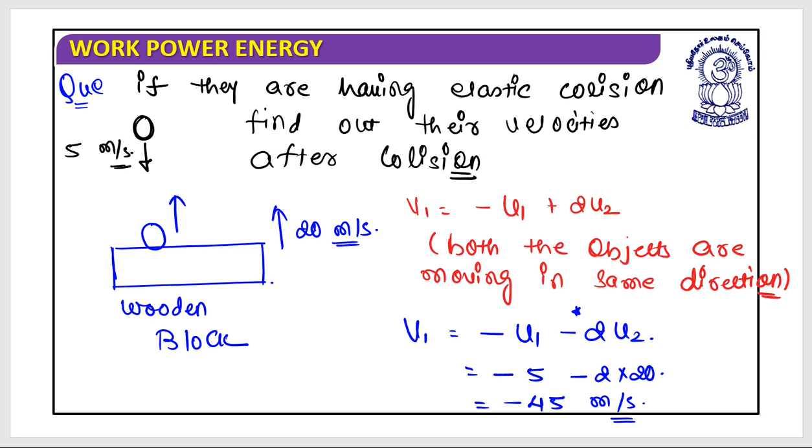What about the wooden block? Yes, it will continue moving in the same direction with the same speed. It would be 20 meters per second. Its speed will be the same. I hope this is clear. Are there any doubts or issues with this?